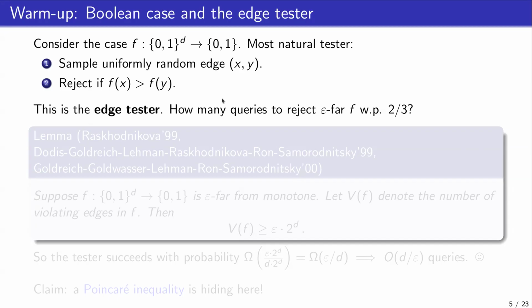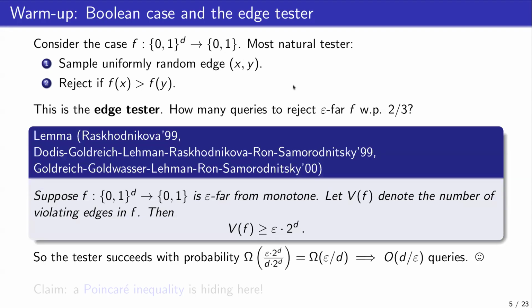And the question is how many times you need to repeat this procedure in order to succeed with probability at least, say, 2/3. That means that if f is far from monotone, then you will indeed reject. If f is monotone, then this will never reject because every edge satisfies monotonicity.